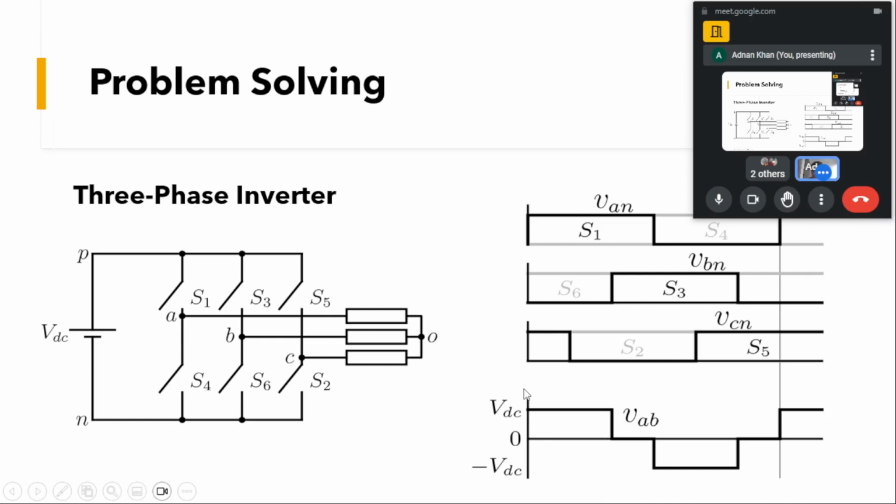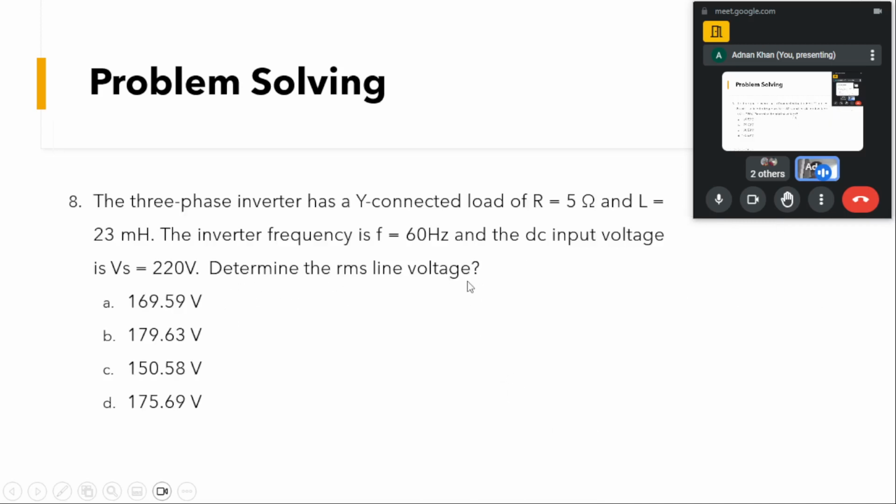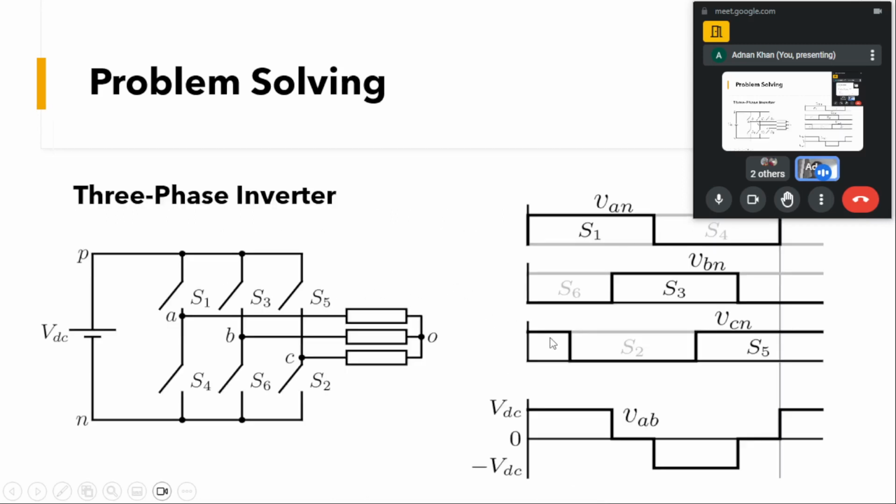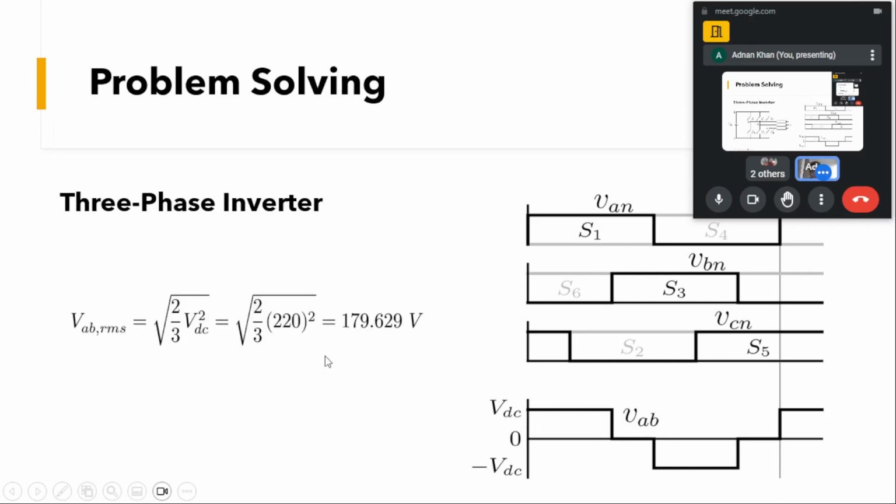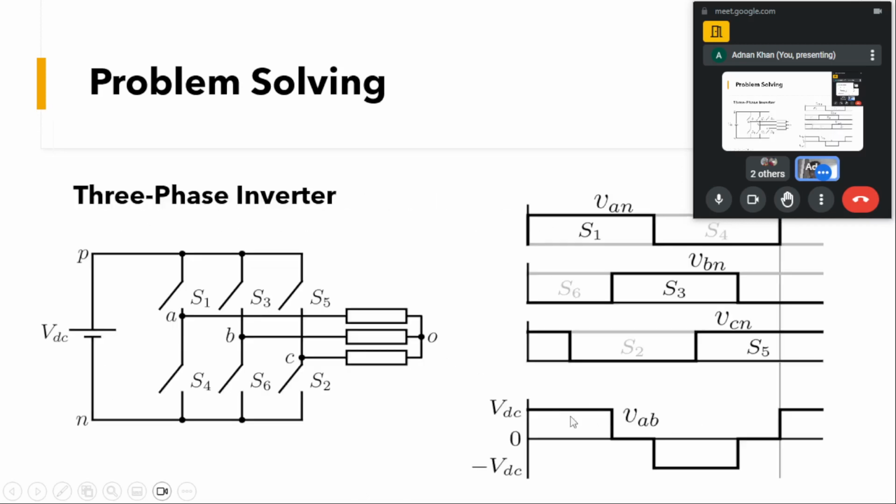What we have to calculate here is the RMS of the line voltage. So to determine the RMS of the line voltage, we need the line voltage. We know that in 180-degree conduction mode the line voltage VAB is a quasi-square wave, like we had discussed. So all we have to do now is calculate the RMS of this waveform.